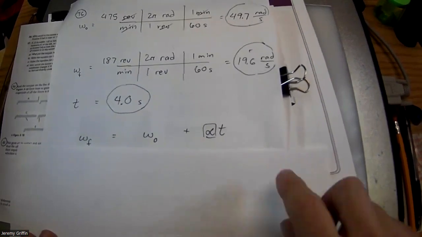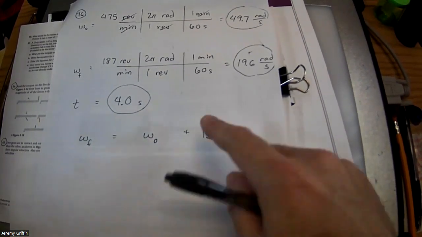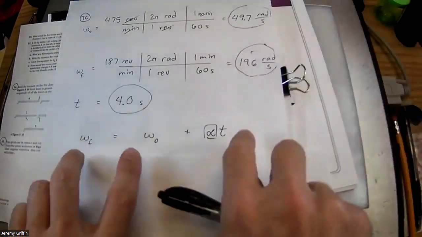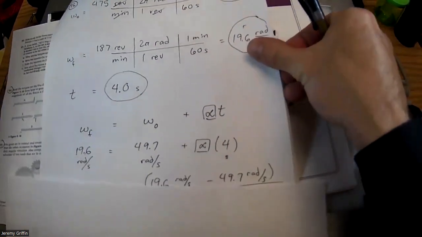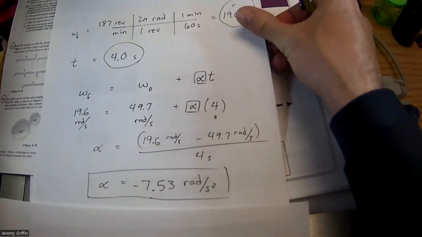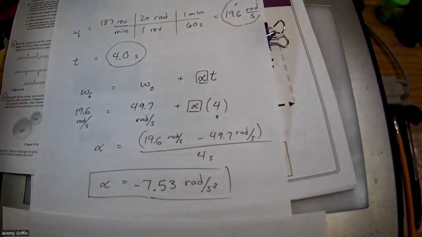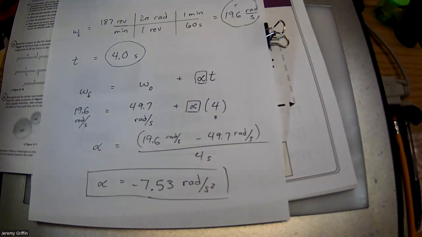What's the rate of slowing down? So got this. Solve for alpha. Just plug these values in. Bam, bam, bam. Bam, bam, bam. Okay. Do a little bit of algebra. Yeah, you get negative 7.5 something radians per second squared. Just like that.